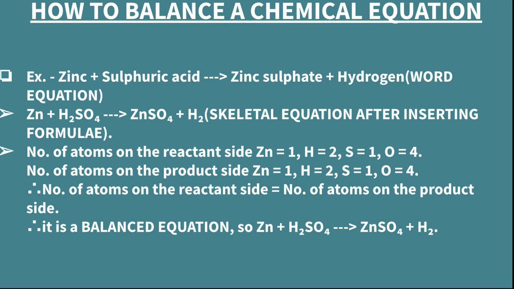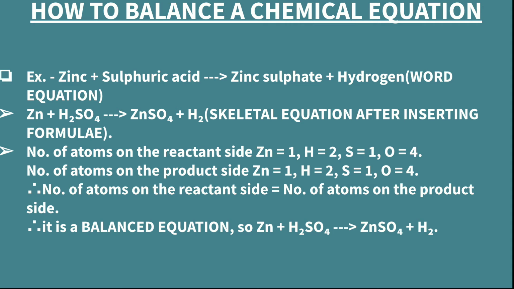Next, another example is zinc plus sulfuric acid will give us zinc sulfate plus hydrogen. After inserting the formulas, we see that Zn plus H2SO4 will give us ZnSO4 plus H2. That will be the skeletal equation. Now we balance the equation. First we count the number of atoms on the reactant side and the product side.